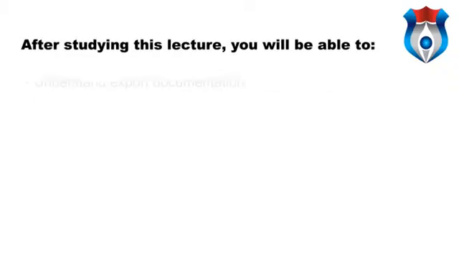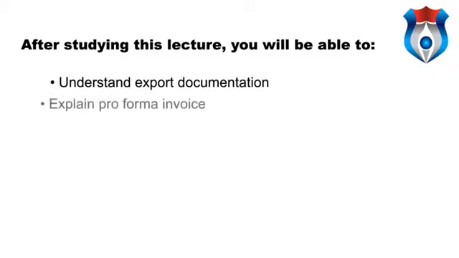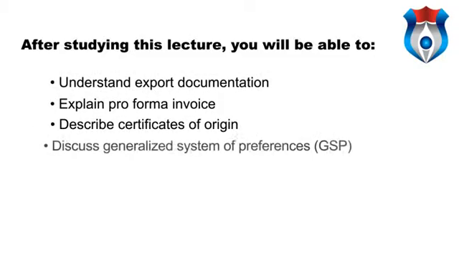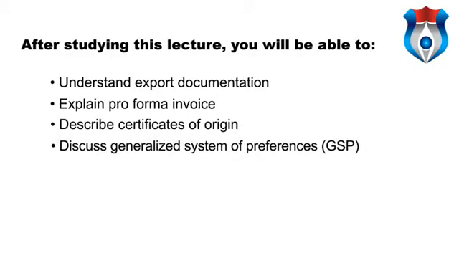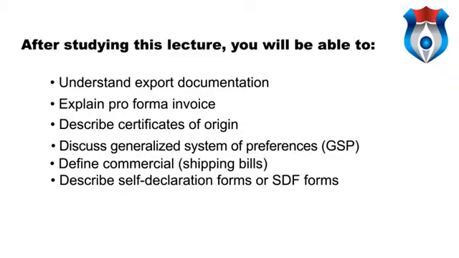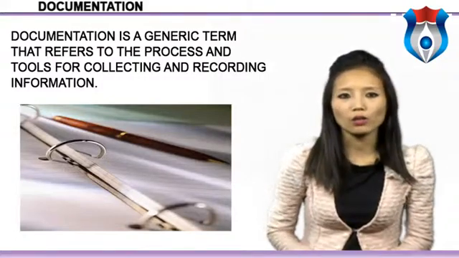Objectives. Understand export documentation, explain pro forma invoice, describe certificates of origin, discuss generalized system of preferences (GSP), define commercial shipping bills, describe self-declaration forms or SDF forms. Let's start with some introduction.